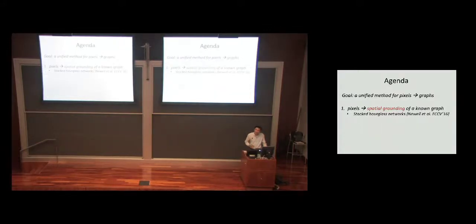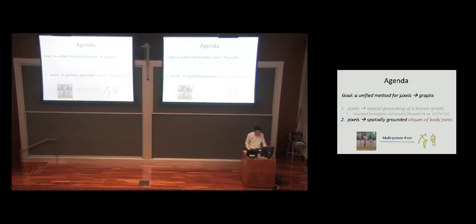Okay, now having shown you how to address this spatial grounding problem of a known graph, let's actually turn to the problem of graph generation. But again, before tackling the full general problem, I'd like to start with a simpler problem that's a special case of a graph, that is, from pixels to spatially grounded cliques. One example of this is the multi-person pose estimation problem. So here, each clique represents the body joints that belong to the same person.